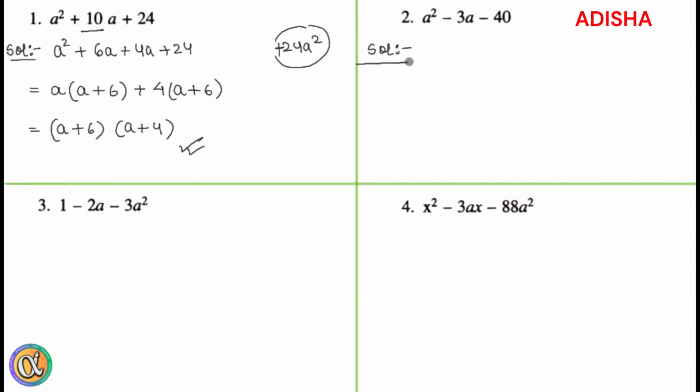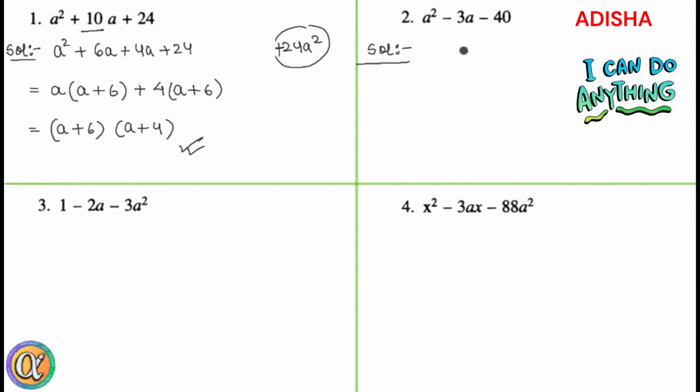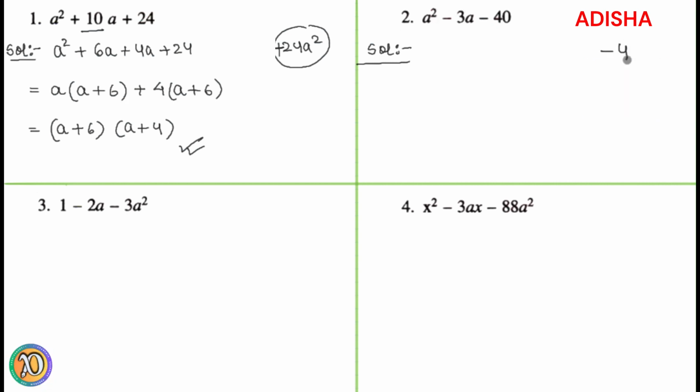So the second one, a square minus 3a minus 40. I thought minus 8a and plus 5. Yes. Even here, we just multiply the corners, and you get the product as minus 40a square. Now we are thinking of two numbers whose product is 40 but the difference is 3. So the numbers are 8 and 5, right? Minus 8 and 5. Since it's a negative sign in the middle, we do minus 8 plus 5, so that the overall answer is minus 3.